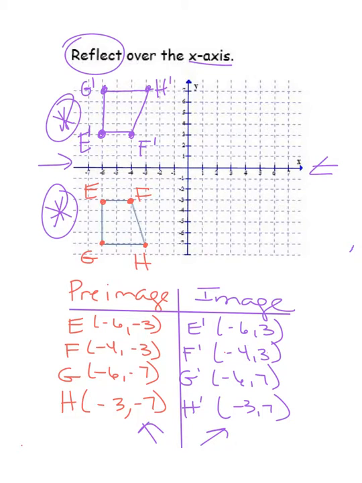Now when you're comparing the coordinates in my pre-image to my image, because I'm reflecting over my x-axis, you'll notice all my x values stayed the same, because I'm kind of in that vertical line. However, my y values have an opposite number. For instance, in E, I was at -3, and now I'm at +3. That's because I'm reflecting over the x-axis. Again, I'm going from quadrant 3 to quadrant 2.